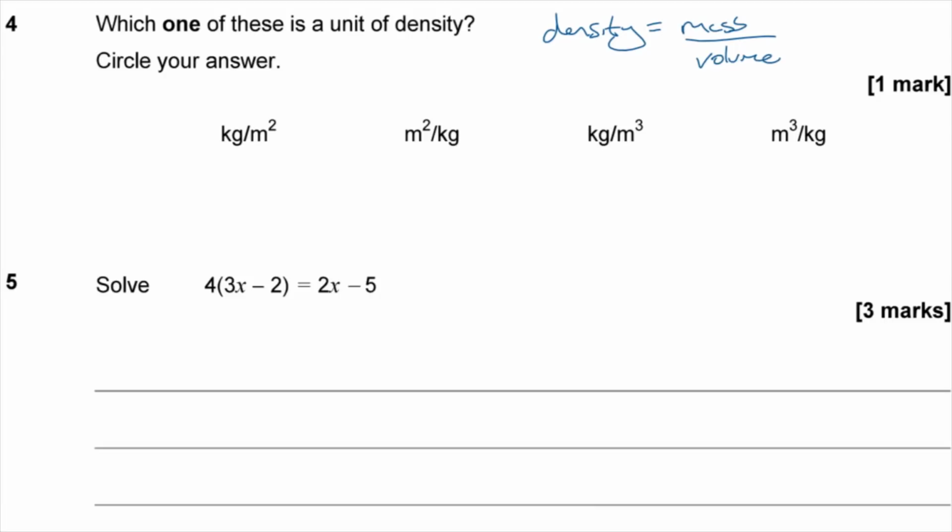Now, if you have a look at this first one, I've got a mass, but I'm dividing it by m squared, which is an area. The second one is an area divided by a mass. That's no good. The third one is mass divided by m cubed, so a cubic meter. So that looks like volume, so that one's good. And finally, you've got volume divided by mass, which is the wrong way around. So it's kg/m cubed.